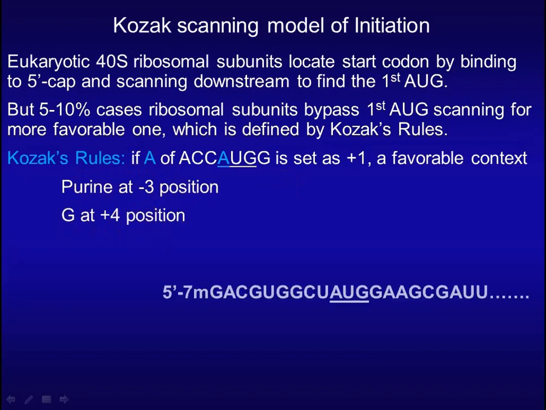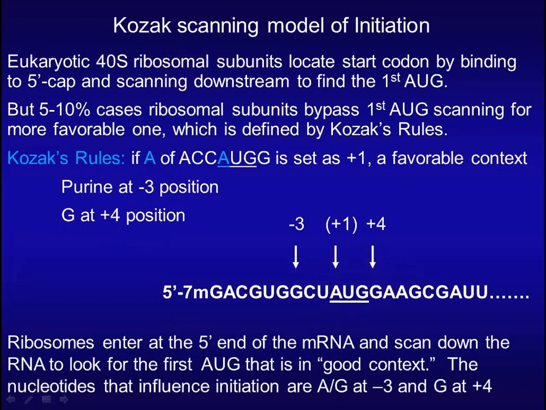Here is the example. This is mRNA, and this is +1, and this is -3, and this is +4. So the ribosome will enter at the 5' end of mRNA and scan down the RNA to look for the first AUG that is in good context. A favorable context occurs when there is a purine at -3 and G at +4 positions.